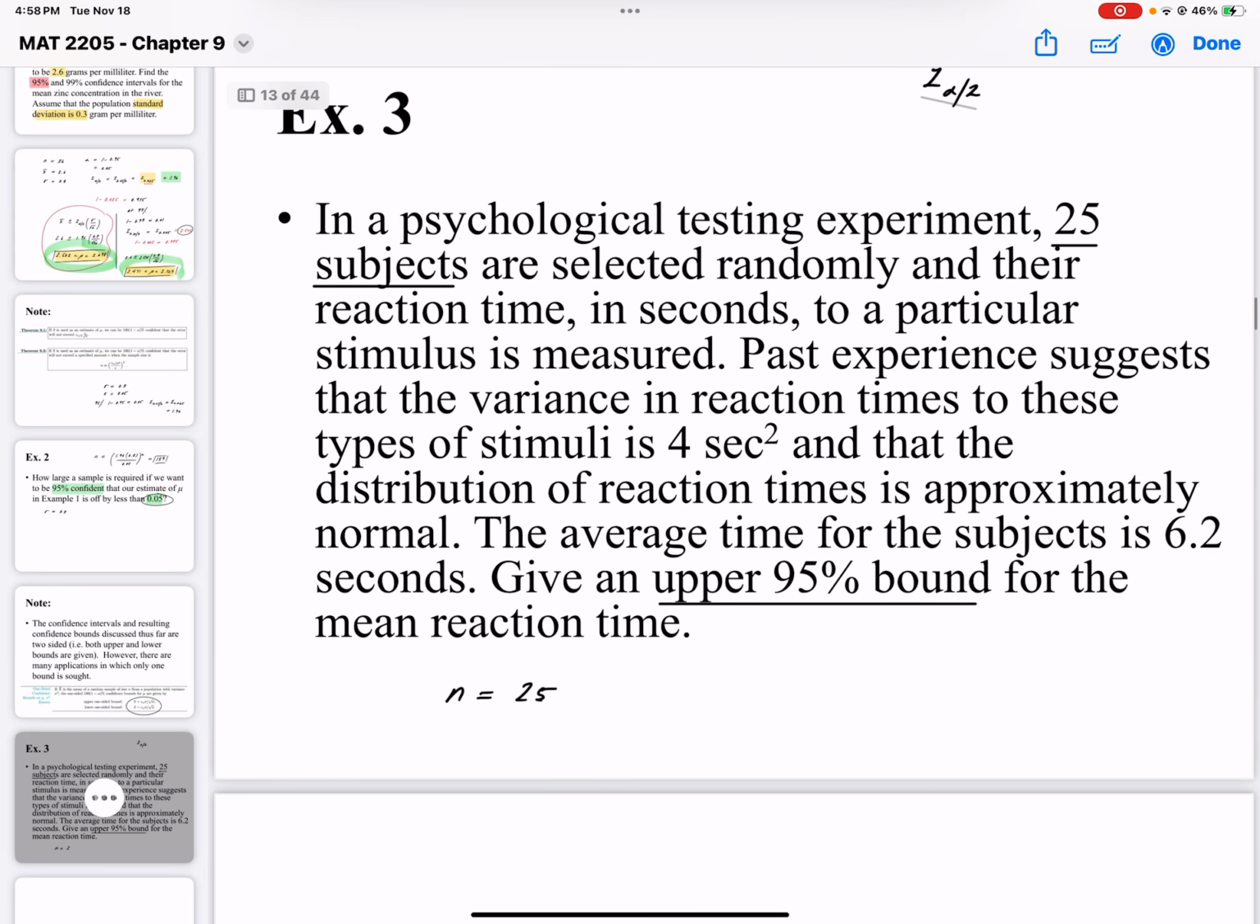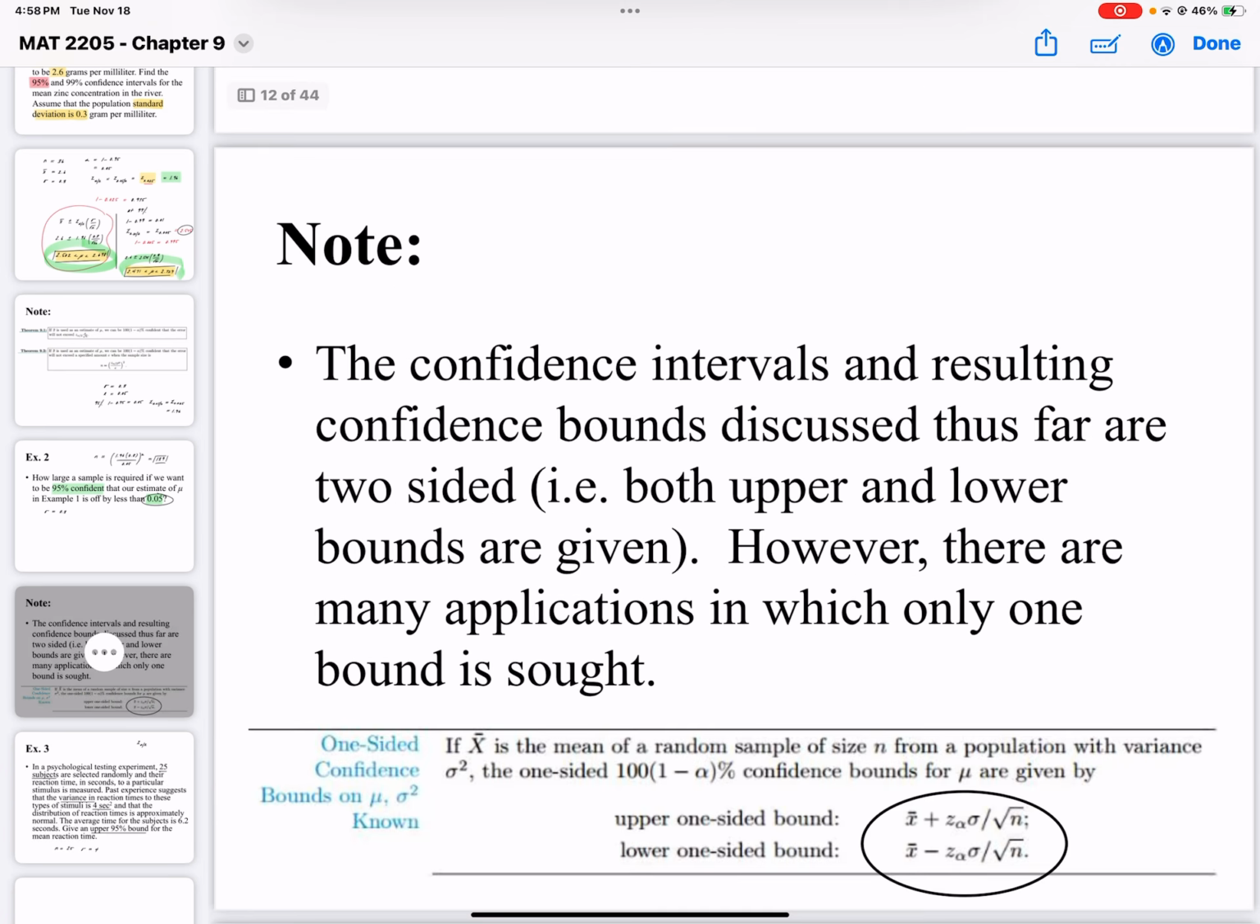What else do we have? In a psychological testing experiment, 25 subjects are selected randomly, and their reaction time to a particular stimulus, they didn't say what it was, is measured. Past experience suggests that the variance, pay attention, the variance is 4 seconds squared. So listen. They gave us the variance, but there is no space for variance in this formula.